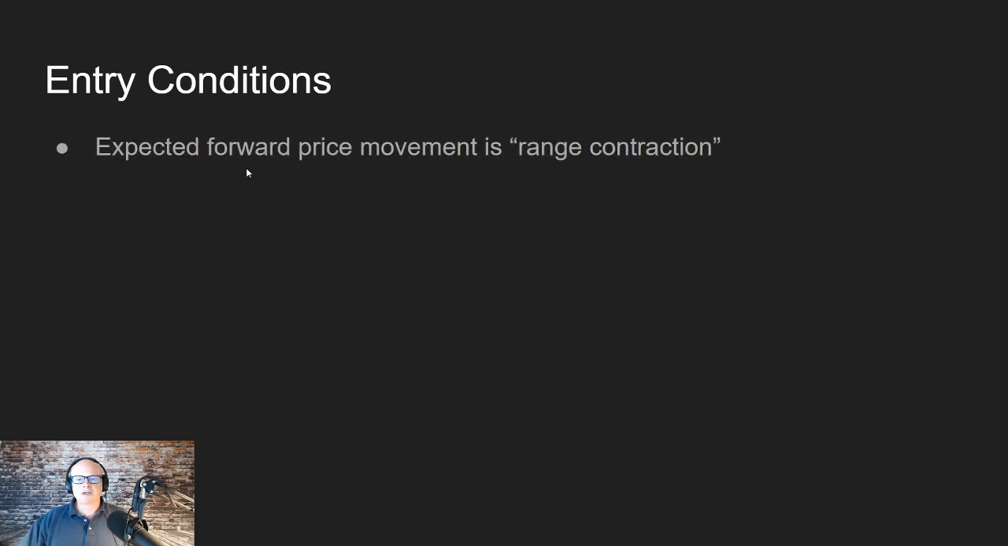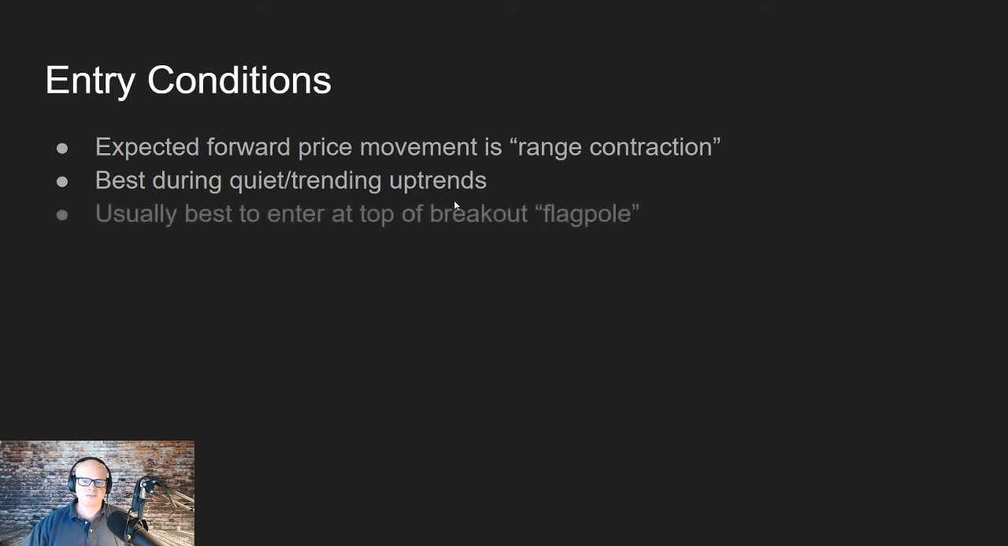Okay, so expected forward price movement is range contraction. We want to be entering not when we expect range expansion, but when we expect this to go into range contraction like this. So a hint: you might want to wait for an exhaustion condition on the chart that you're using. It's best during quiet and trending uptrends. Usually best to enter at the top of a breakout flagpole.